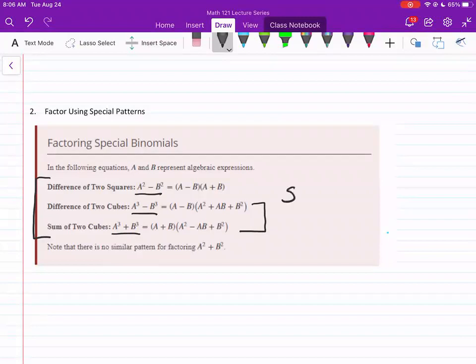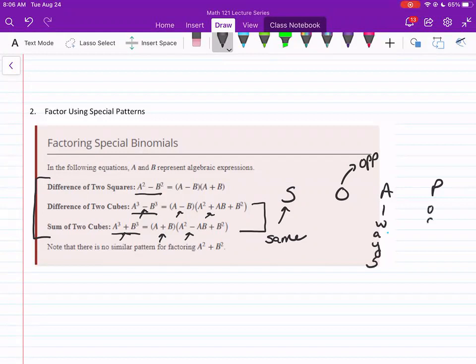A student one time shared with me to remember SOAP. So for difference of cubes and sum of cubes, remember that the first sign is always the same. So notice this is a minus, this is a minus, this is a plus, this is a plus. So it's the same as what you started with. The second sign is always the opposite, plus here, minus here. And then the last sign is always positive.